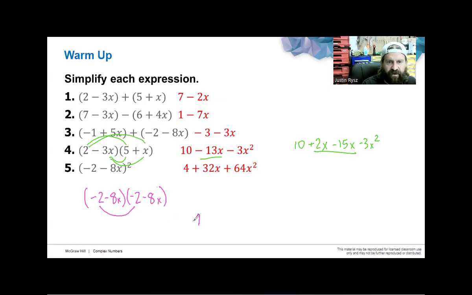Negative 2 times negative 2 is a positive 4. Negative 2 times negative 8x is a 16x. Negative 8x times negative 2 is also a 16x, and negative 8x times negative 8x is a positive 64x squared. Combine the two middle terms to get that middle 32x.